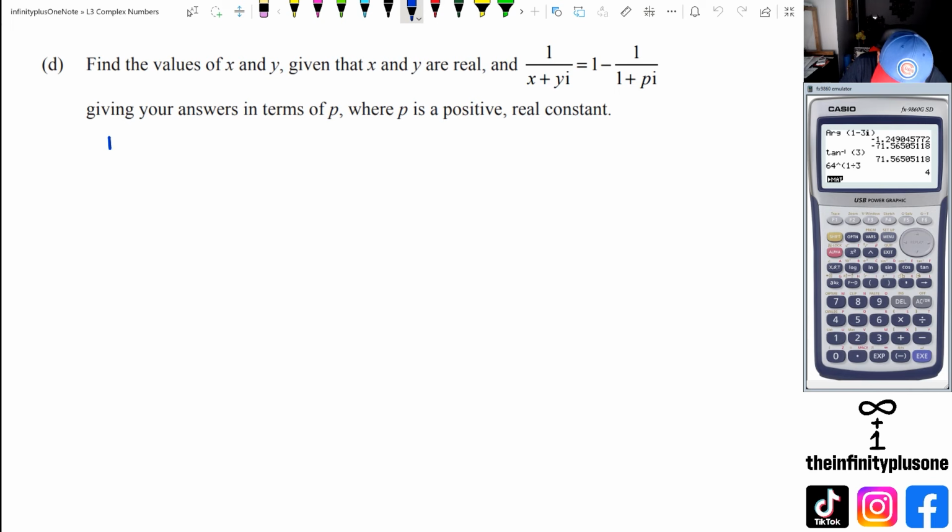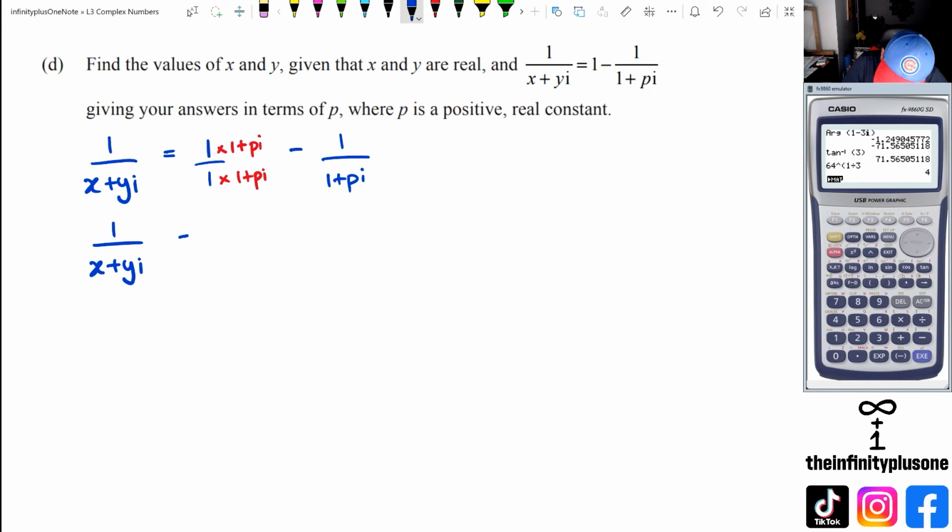So what we're going to do is start off with 1 over x plus yi, and I've got 1 minus that, 1 plus pi. Actually, no, I might do this a long method so that you can see how my working out comes out to be. Because I've got 1 here, and I know that 1 divided by 1 is still 1. I'm going to multiply the denominator by 1 plus pi, and the numerator by 1 plus pi too. So I'm going to get 1 over x plus yi equals 1 plus pi.